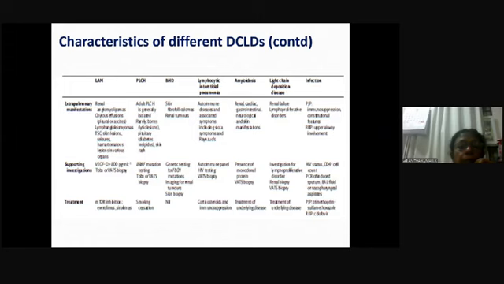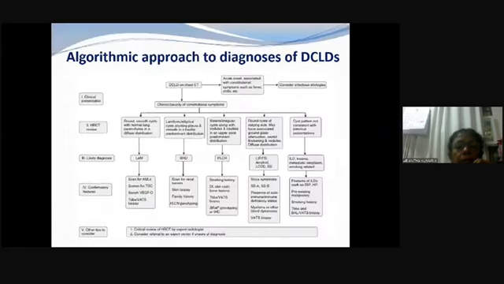Next slide. So this is an algorithmic approach to the diagnosis. Once you have a diffuse cystic disease on the chest CT, you have to ask about the onset of symptoms, whether it's acute or associated with any constitutional symptoms. In that case, we have to think of infective etiologies. But if these are lacking and there are chronic lesions, then you can look at the shape of the cyst.